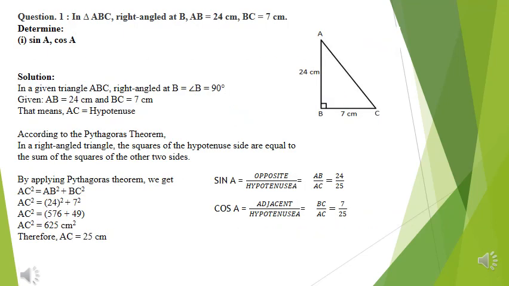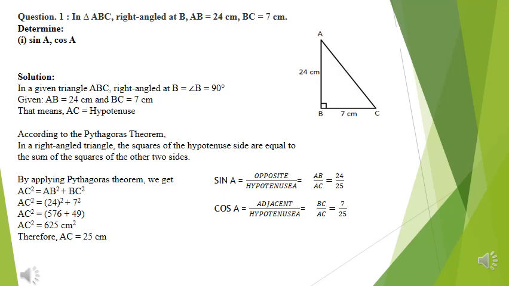Students, as we have seen the concept of trigonometric ratios, this is a solved example based on that. In triangle ABC, right angled at B, AB is 24 centimeter and BC is 7 centimeter. Using these values in this right angle triangle, we have to determine sin A and cos A. Here AB is equal to 24 centimeter and BC is equal to 7 centimeter. So we have to find the length of AC, that is the hypotenuse.